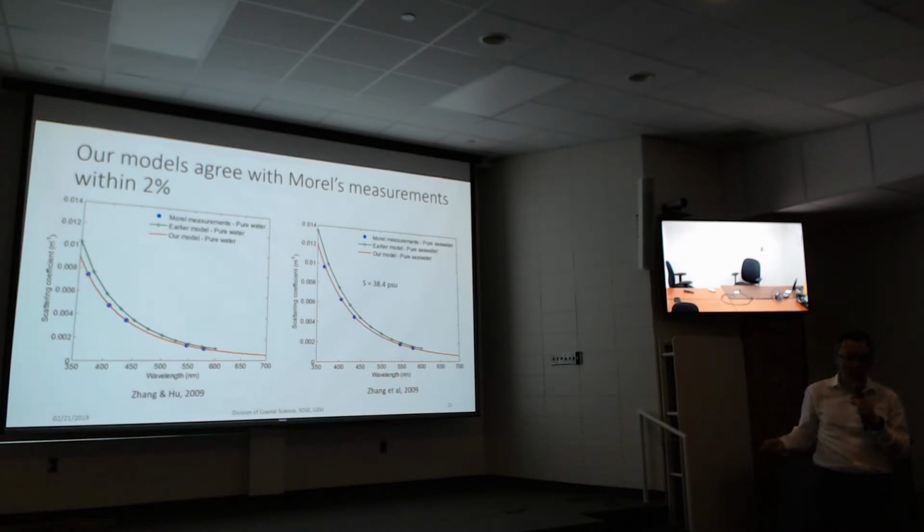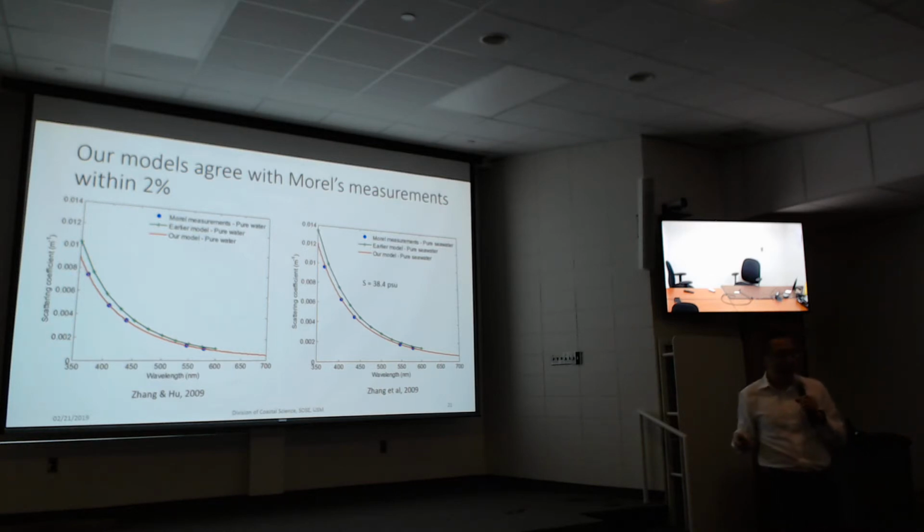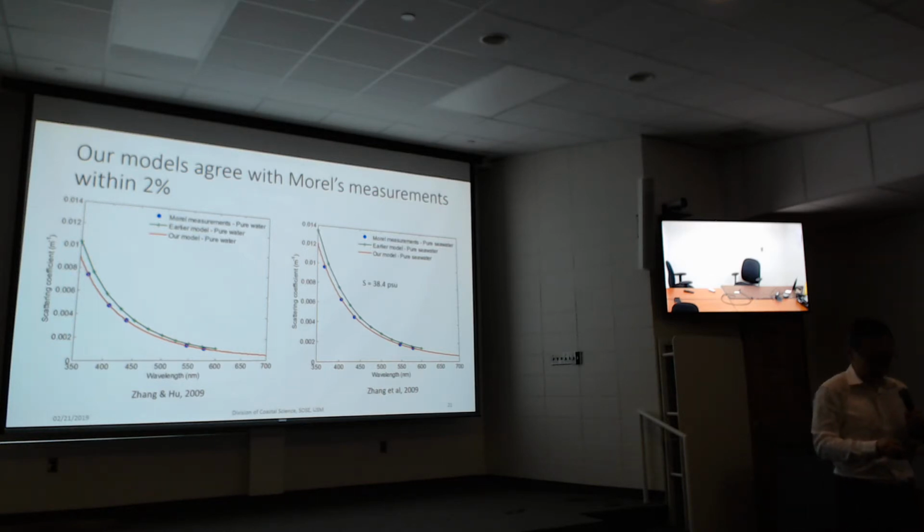Here, the x-axis is wavelength. And the red line is our model. With our model, we can reproduce this measurement very well. So that means our model works.